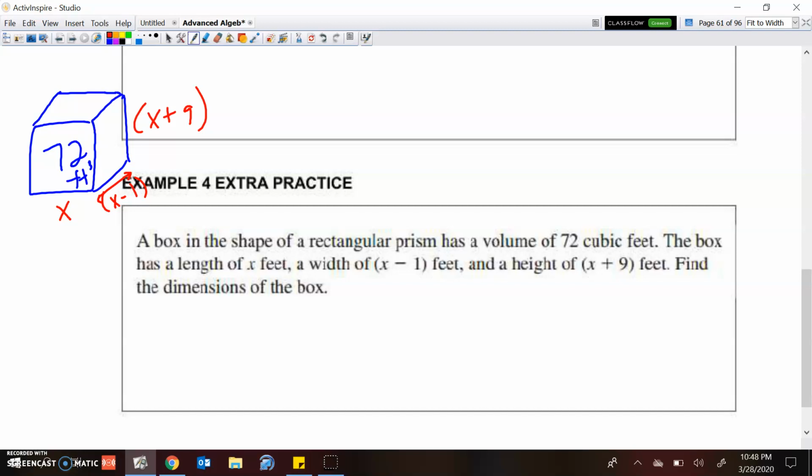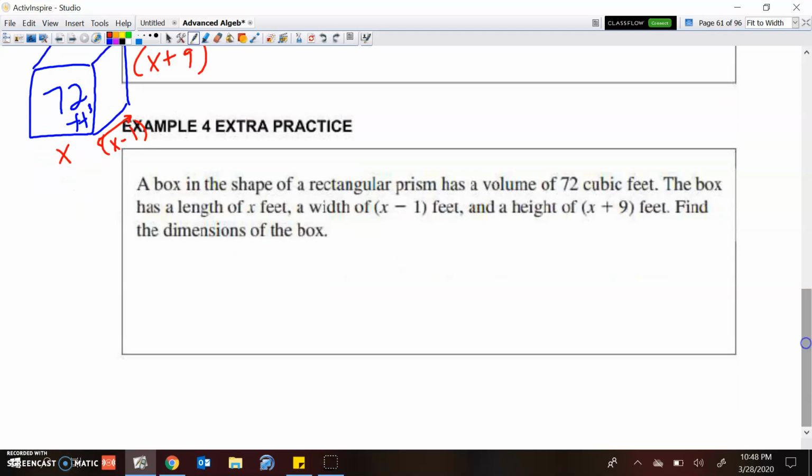Now you could maybe do some trial and error, but I want to practice the solution process because this is why we learned how to apply everything we just did. So we know how to find volume. It's going to be length times width times height. And it's going to equal the volume, 72. So let's FOIL, multiply, distribute everything out here that we need to.